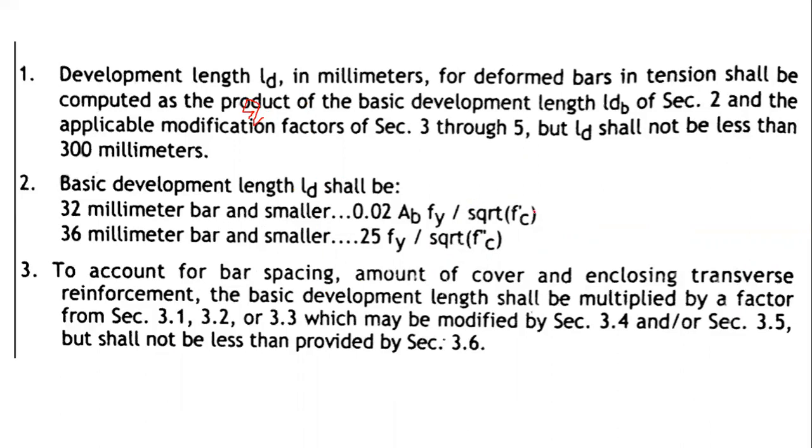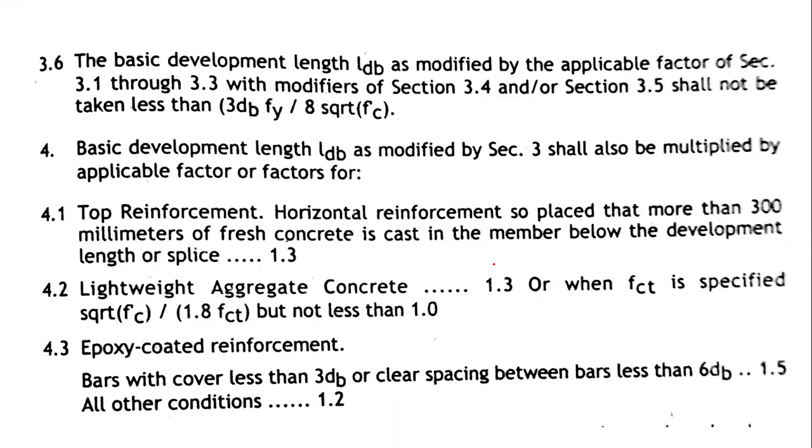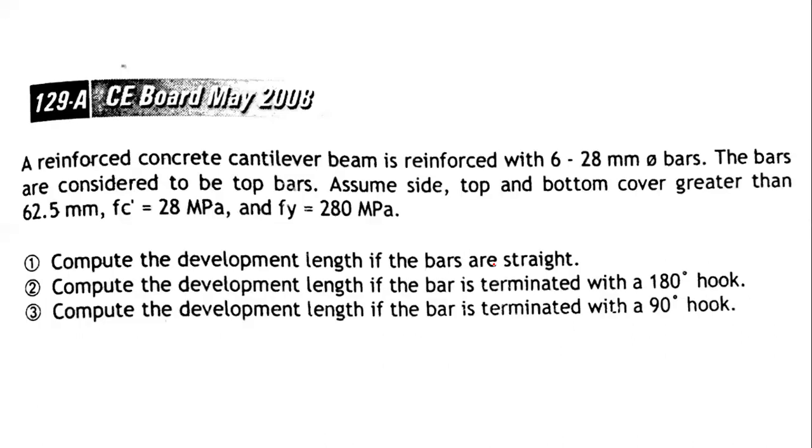Okay, this one. Okay. 0.02 AB, the area of the bar, times Fy, and then square root of Fc prime. That is for 30 millimeter and smaller in diameter. But for greater than this one, 25 Fy square root of Fc prime. Yan yung mga factors na kailangan. Okay. Let's proceed to this example.